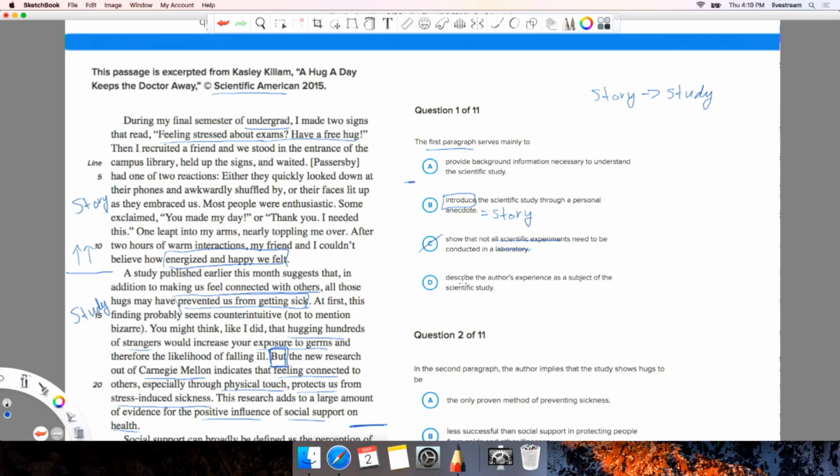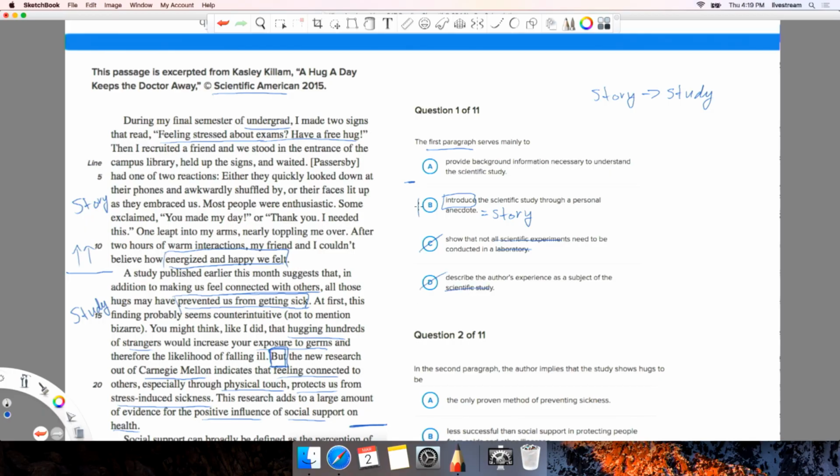And then the last one, describe the author's experience as the subject of the scientific study. So the first paragraph is more of a story, and the author actually doesn't mention that it was a scientific study. It was just more of something that they did in the last semester. So the scientific study, I'll eliminate this.